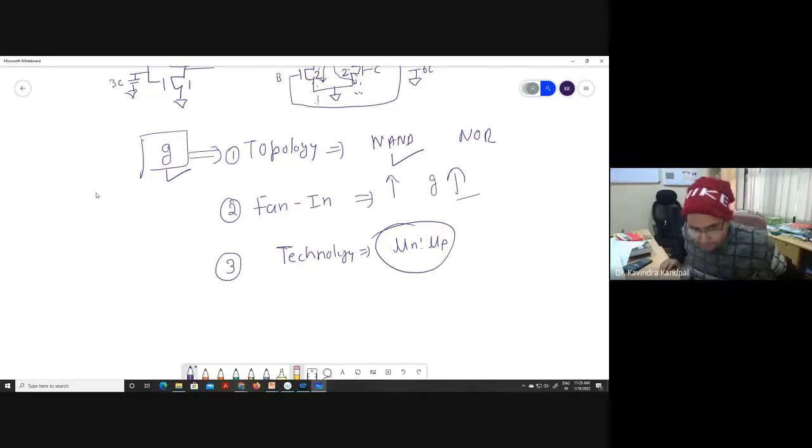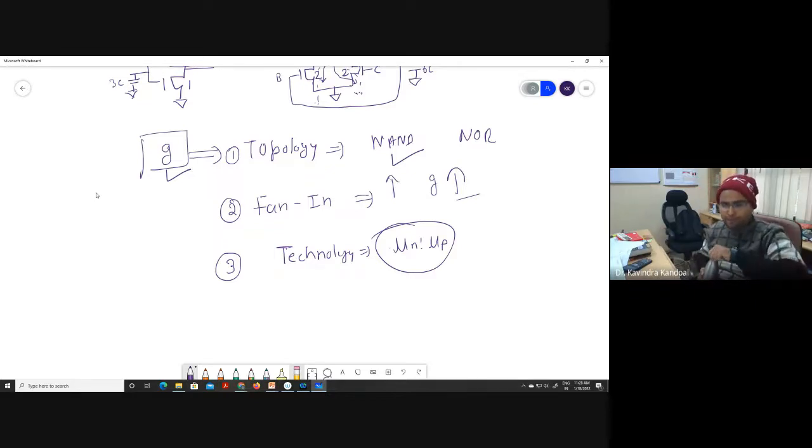So it's very simple to understand. It is dependent upon the topology. It also depends upon the fan-in. It also depends upon the technology, right? Now, another factor which we are going to discuss is the electrical effort.